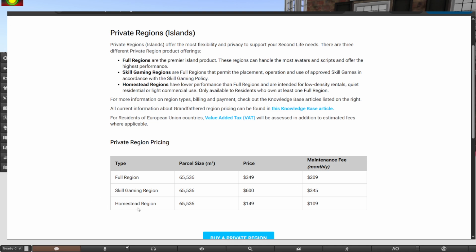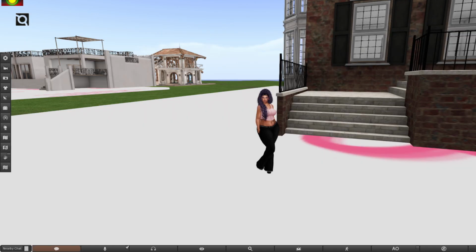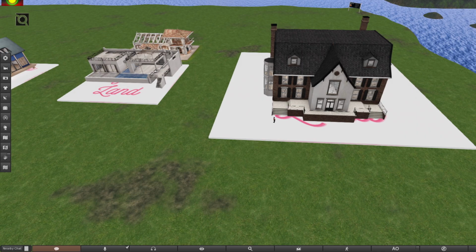If I wanted a homestead, which is the same amount of land, but you get fewer prims, you only get 5,000 prims. This one you get 20,000 and you can pay a little extra and get 30,000 prims. That's the difference between full region and homestead. But with a homestead, since I only have 5,000 prims, I only pay $149 to set it up and $109 a month. But it's the same size as a complete sim. When I say that, you're probably like, what does that even mean if you're new to Second Life? I'll show you.